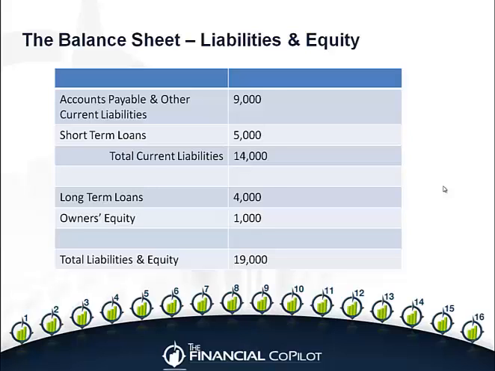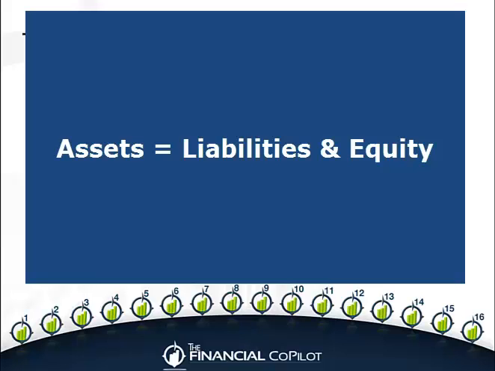Now you'll notice that the total liabilities and equity also total to $19,000, and this brings us to an important point. The reason we call it the balance sheet is because it's a very obvious word in that the balance sheet must balance.